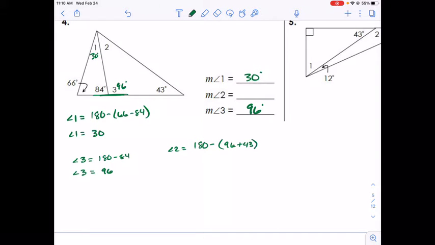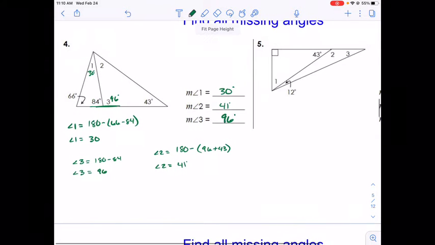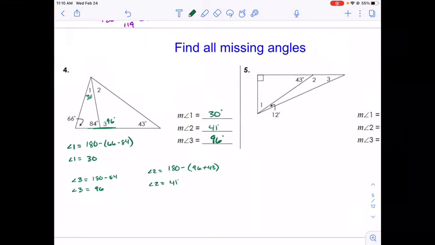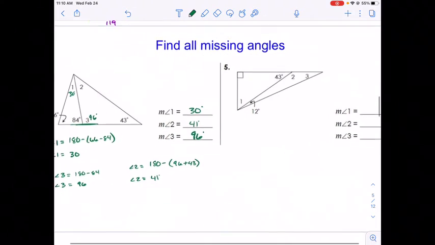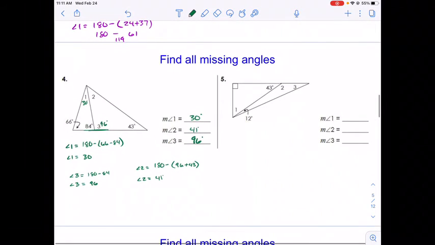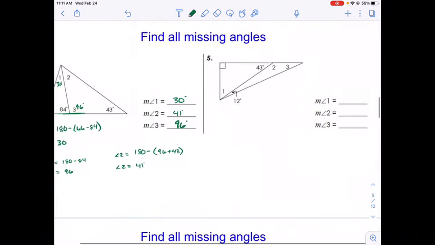So you add those up, subtract it in your calculator. So angle 2 is going to equal 41. So 41 is our third angle here. So you can find those in different orders. It doesn't matter. Just make sure that you have all the information in order to find some of those. So let's take a look at number 5.